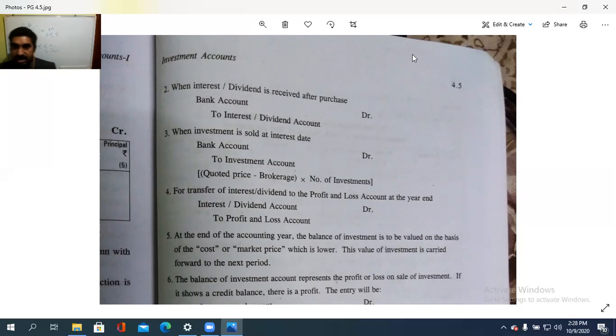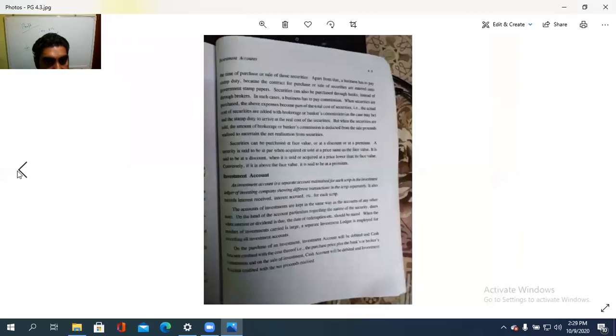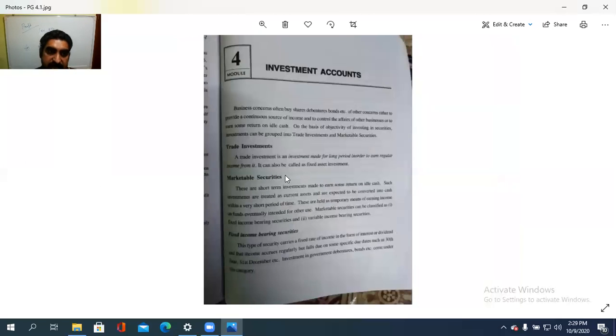So today we see what is an investment account. First of all, today what we see with regard to this investment account, that is, what is a trade investment, what are marketable securities. Trade investment means only for a longer period of time, while marketable security is for a shorter period of time. So one is the fixed asset investment, while the other one is the current asset investment.